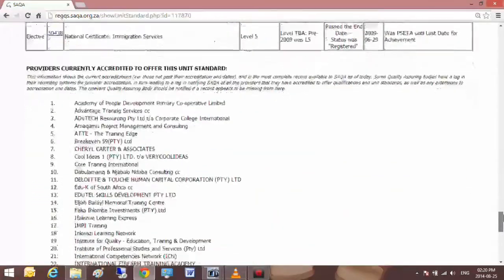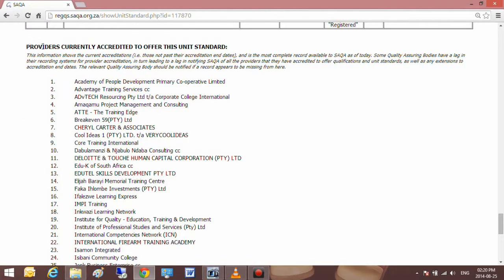Point 14. Providers currently accredited to offer this unit standard. The providers who currently offer these programs will appear at the bottom of the unit standard, but we found that this list is mostly outdated. We strongly suggest that you contact the relevant CETA directly to confirm if the training provider is accredited to deliver this unit standard.